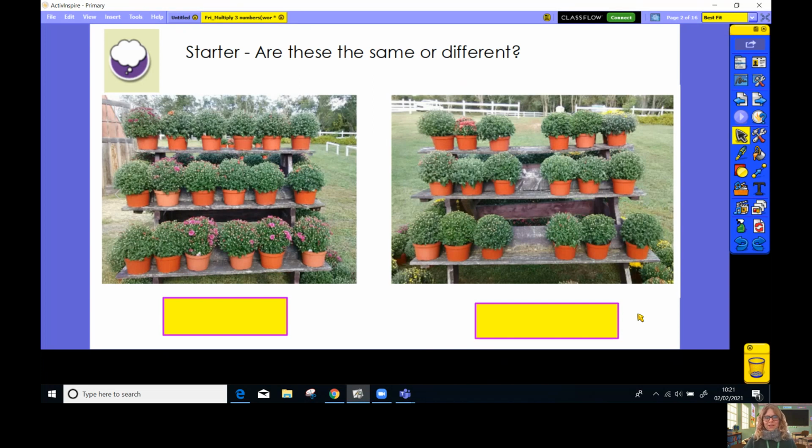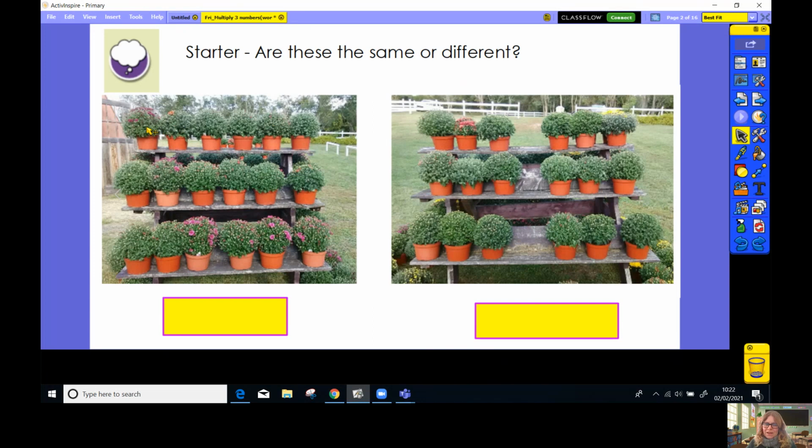Well done. Okay, now you probably noticed, what is the same about these two pictures? Well, they're both photographs, that's the first thing. They both show pot plants, don't they? They both show pot plants that are sat in rows. And in both pictures, there are 3 rows of pot plants. They are also sat in columns. There are columns of the pot plants. They're also all green. The pots are all orange coloured. So those are things that are the same.